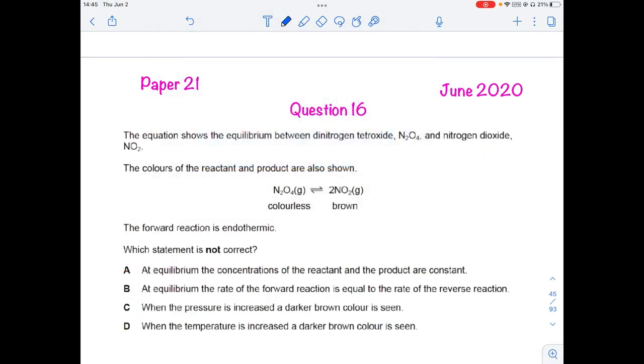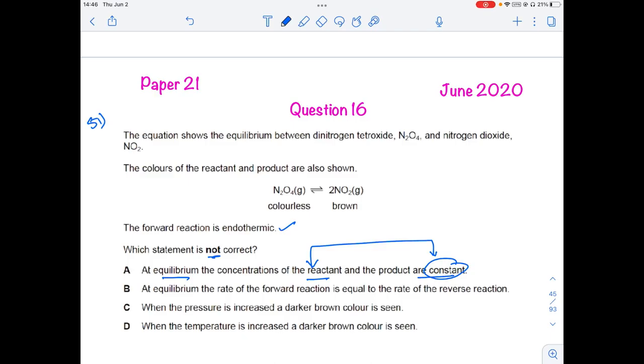Coming to the next question, number 51, from June 2020, paper 21, question number 16. The equation shows the equilibrium between dinitrogen tetroxide and nitrogen dioxide. The forward reaction is endothermic. Which statement is not correct? At equilibrium, the concentrations of reactants and products are constant. That's the definition of equilibrium. At equilibrium, the concentrations of reactants and products remain constant. That's why it is called equilibrium. So the first one is correct.